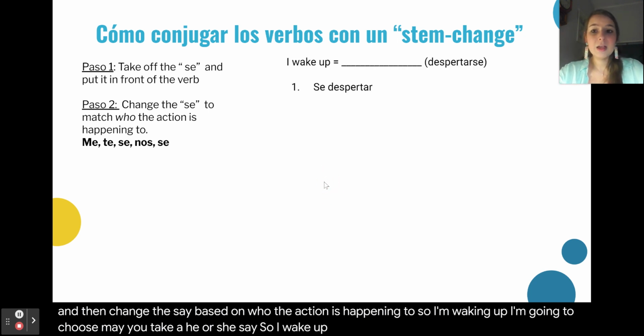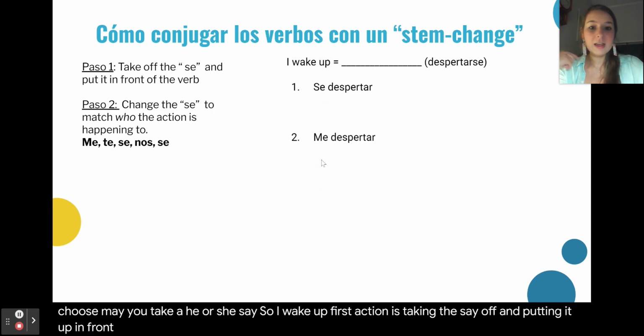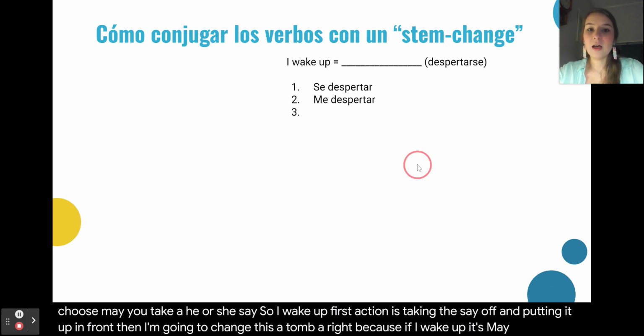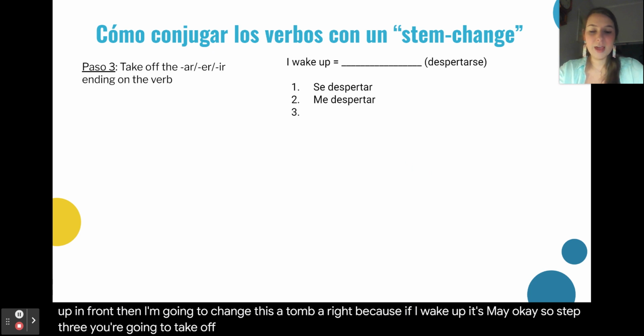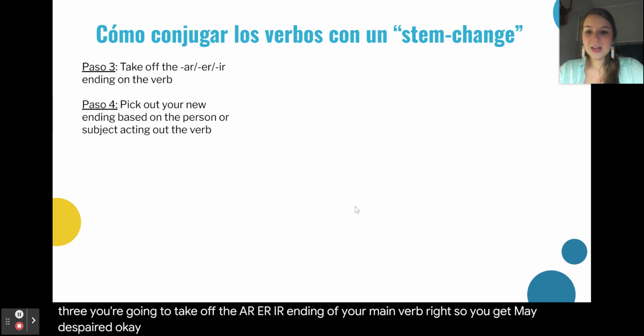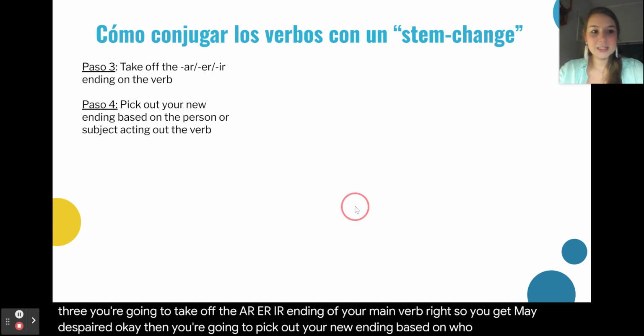So I wake up. First action is taking the se off and putting it up in front. Then I'm going to change the se to me, right? Because if I wake up, it's me. Okay. So step 3. You're going to take off the AR, ER, IR ending of your main verb, right? So you get me despertar. Okay. Then you're going to pick out your new ending based on who is acting out the verb.